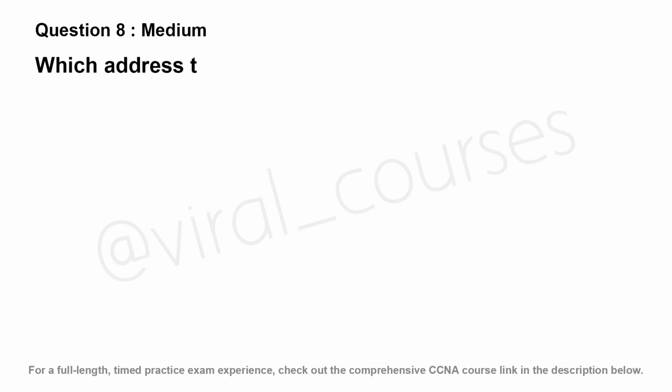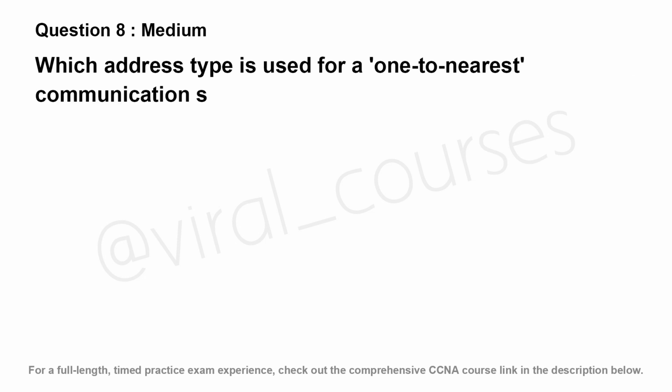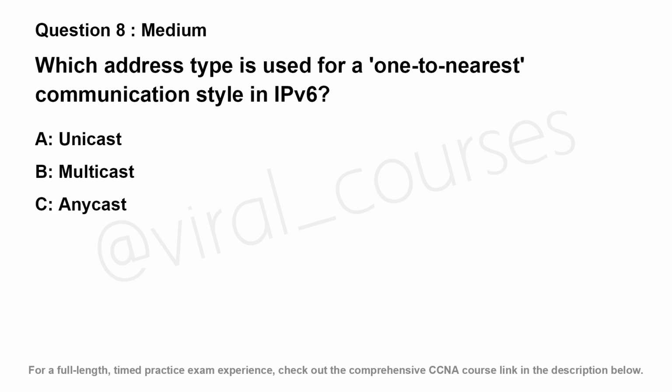Which address type is used for a one-to-nearest communication style in IPv6? Option A, unicast. Option B, multicast. Option C, anycast. Option D, broadcast.